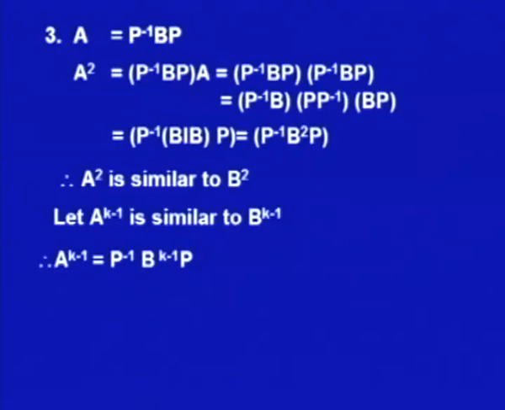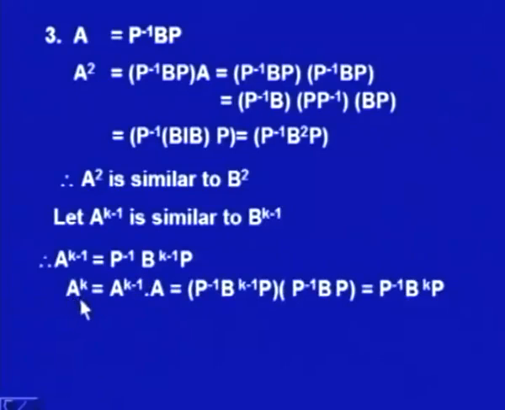Now, we write A^(k-1) as P inverse B^(k-1) P, because they are similar matrices, and then A^k is written as A^(k-1) into A. So, A^(k-1) is this, which is given to us, and A is similar to B, so I write it as P inverse BP. If you simplify, then this expression comes out to be P inverse B^k P, and that proves that A^k is similar to B^k.